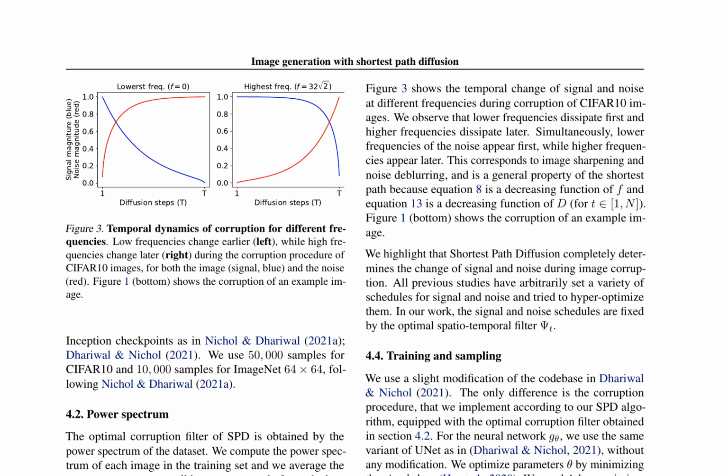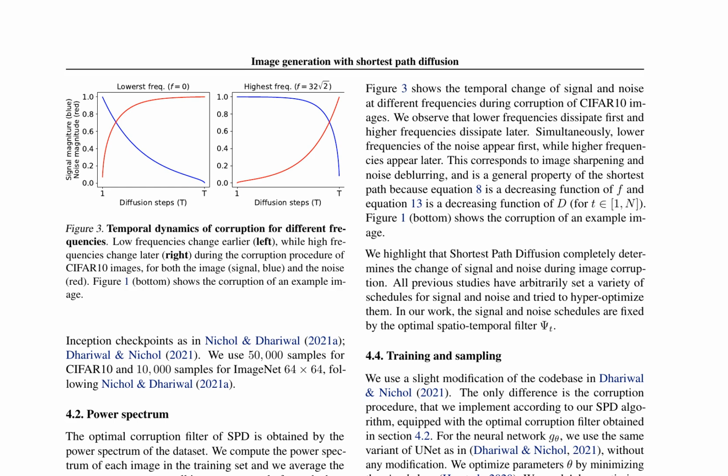The image generation process using shortest path diffusion is a novel approach for modeling the corruption process. It begins by analyzing the temporal dynamics of corruption for different frequencies, demonstrating that lower frequencies change earlier, while higher frequencies change later. Figure 3 shows the signal magnitude and noise magnitude plotted against the diffusion steps for both lowest and highest frequencies. The power spectrum of the dataset is computed to obtain the optimal corruption filter.